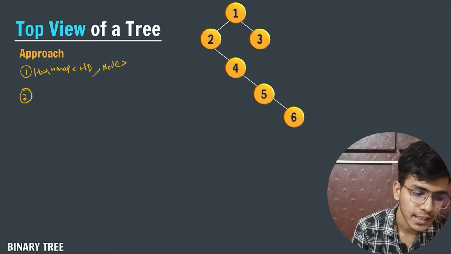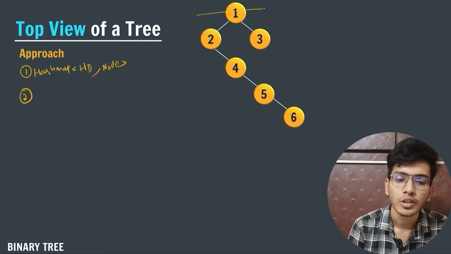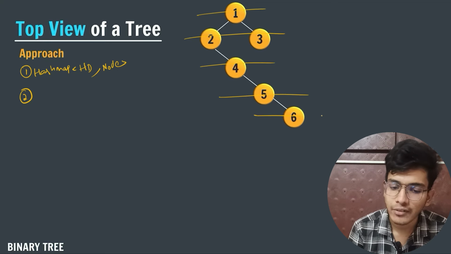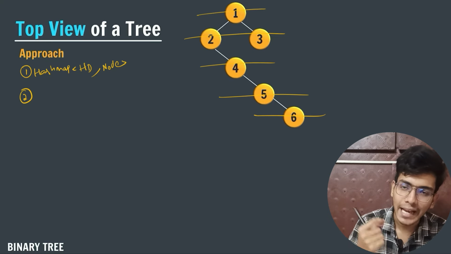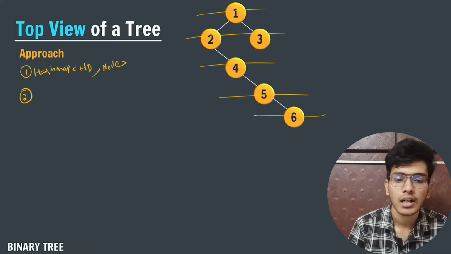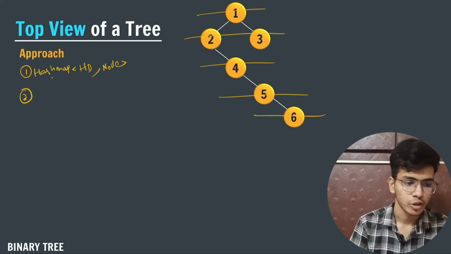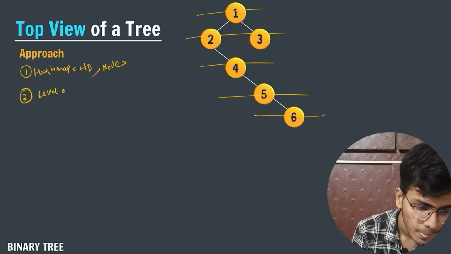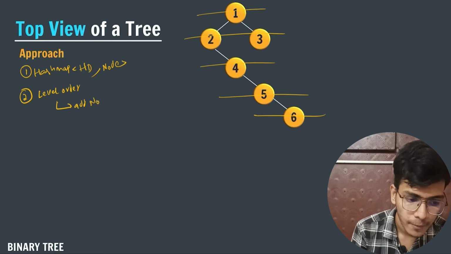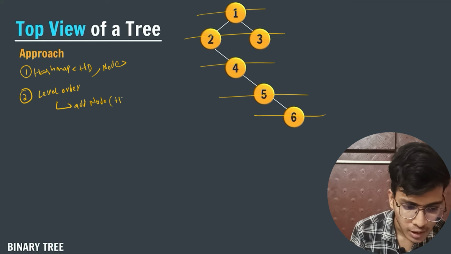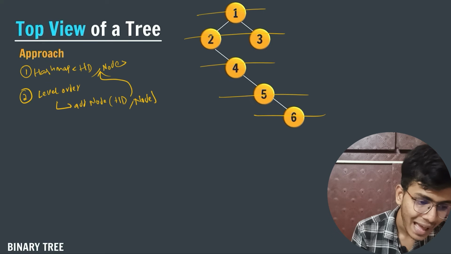The second step is that I will do level order traversal for each and every node. So this is my level 1, level 2, level 3, level 4, level 5, right? I will perform level order traversal, and as I iterate, I will add the node and the corresponding horizontal distance value into my HashMap.